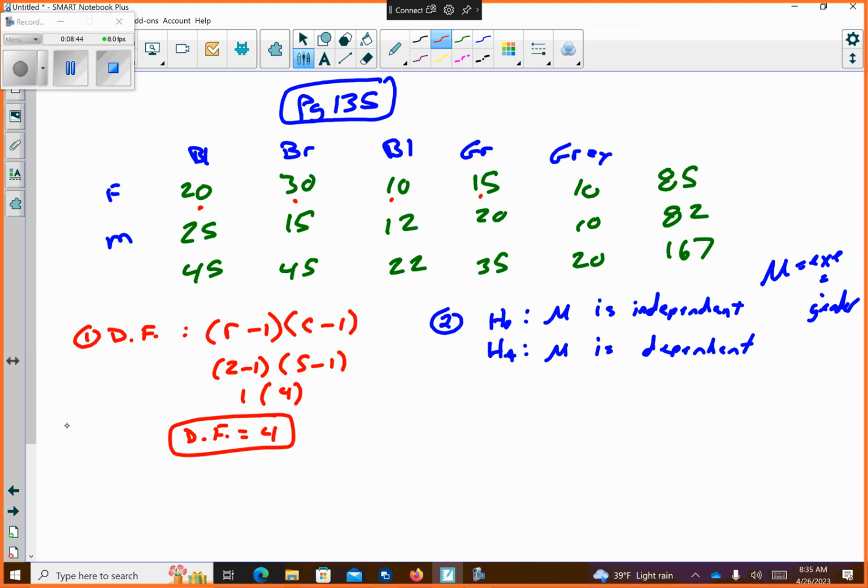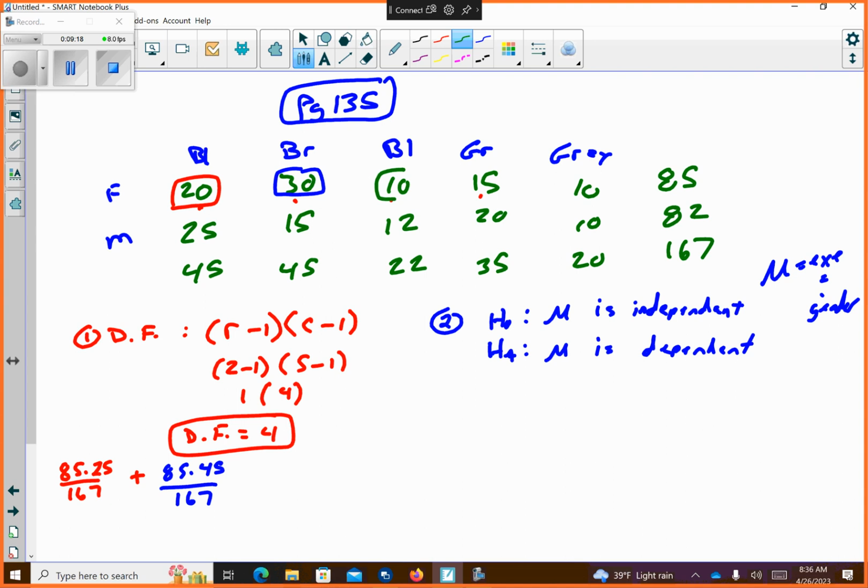Okay, so I'm going to try and do this in different colors. So if I wanted to find that 20, it's going to be 85 times 25 divided by the 167 plus, let's do this one in blue. If I go here, this is going to be 85 times 45 divided by the 167.